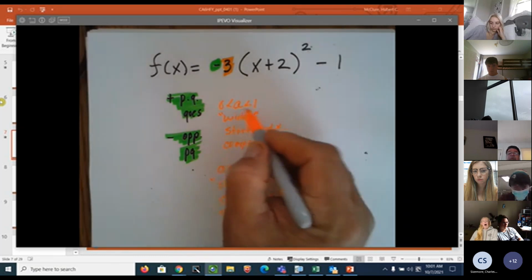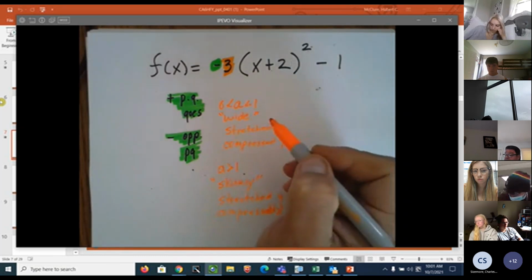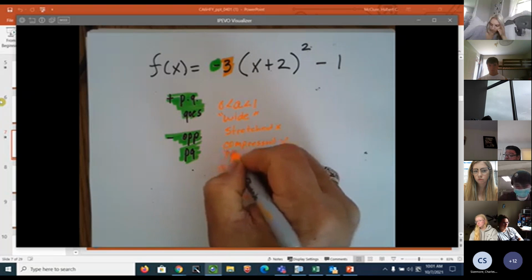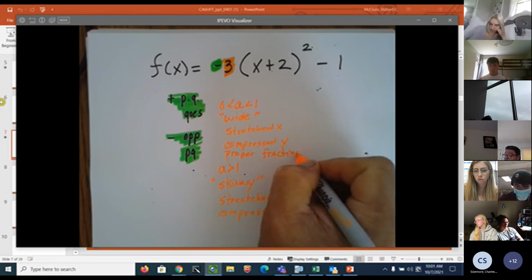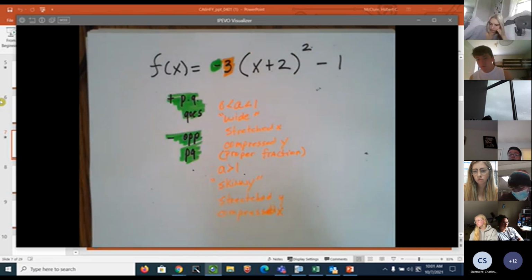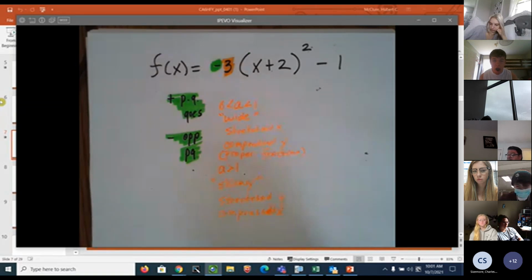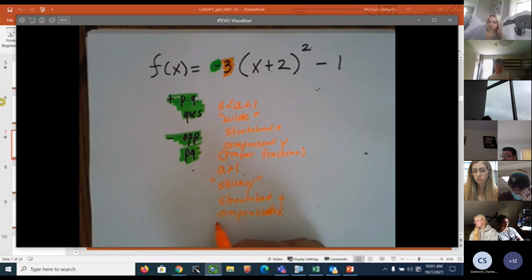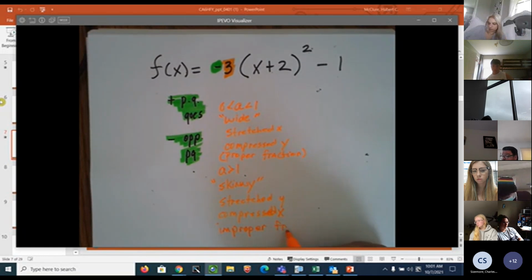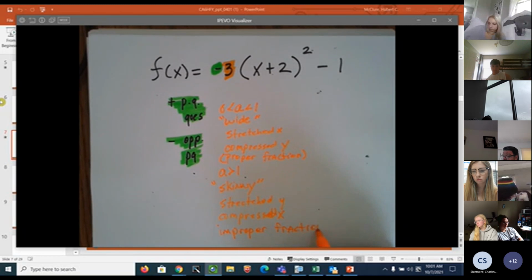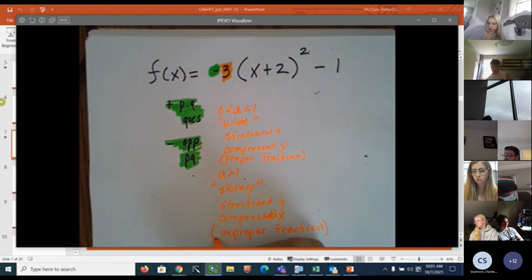Okay, so if A is between 0 and 1, meaning a proper fraction, it'll be wide. If it's above 1, meaning an improper fraction or a whole number, then it is a skinny parabola.